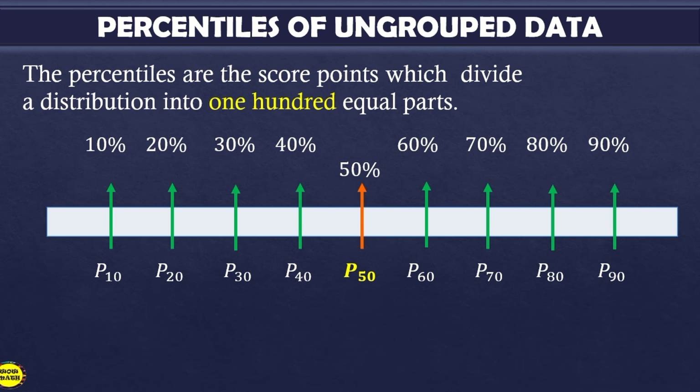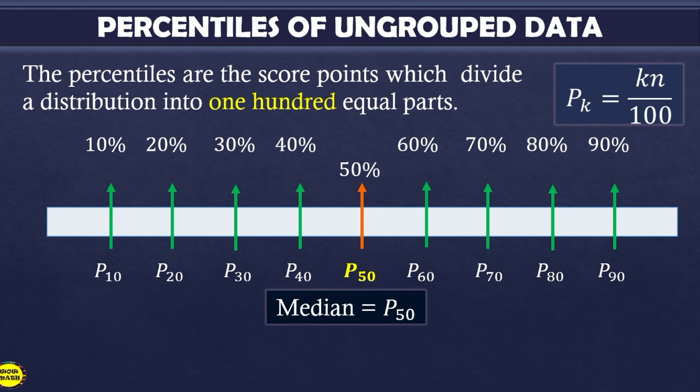So, yung 50th percentile na yan, class, equal yan sa median natin. Again, yung median natin equal sa 50th percentile. Kung na-observe nyo kanina, class, yung median natin equal sa second quartile, sa 5th decile, and sa 50th percentile. So, kung ano yung gitna, yung middle value, yan din ay yung median ng distribution. And then, yung formula natin na gagamitin dito, K times N over 100.